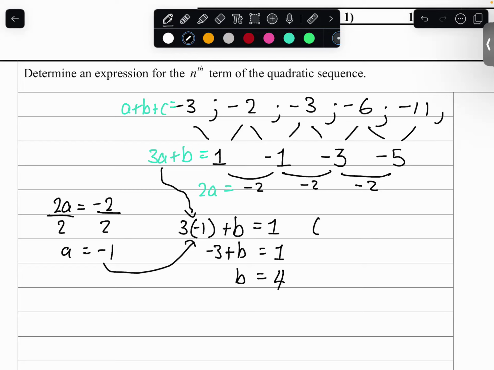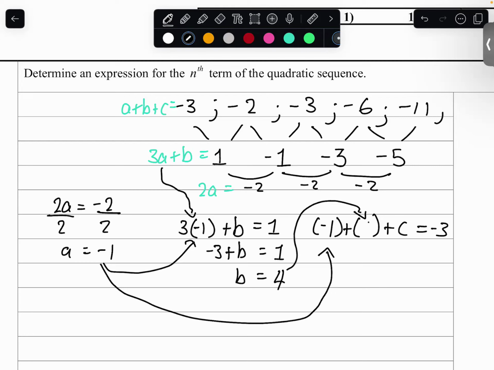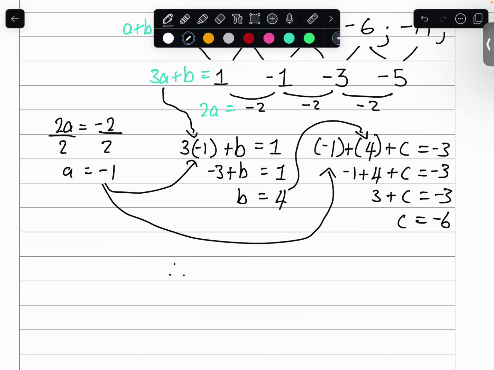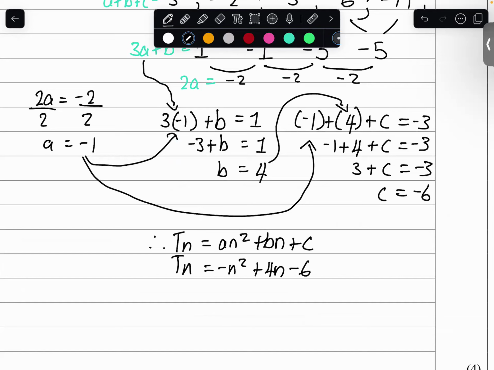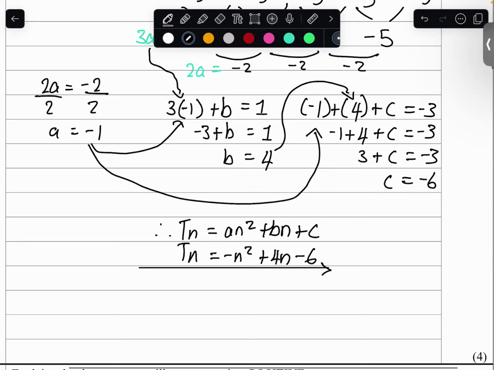Then a plus b plus c is equal to -3. A is -1. B is positive 4. So we have -1 plus 4 plus c is equal to -3. That gives me 3 plus c is equal to -3. Take that 3 over. C is equal to -6. Therefore, your final answer here, Tn is equal to an squared plus bn plus c. So you have Tn is equal to minus n squared plus 4n minus 6. That's the general term of the quadratic number pattern.